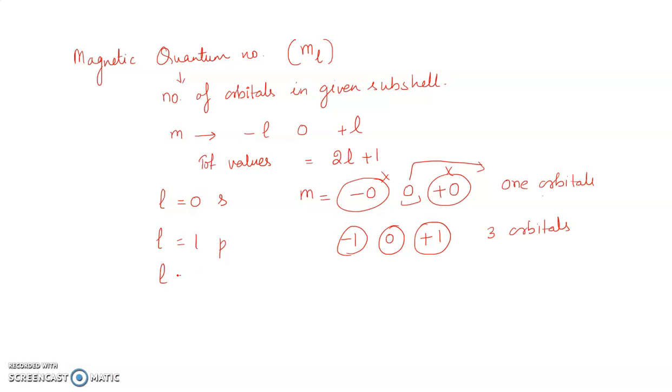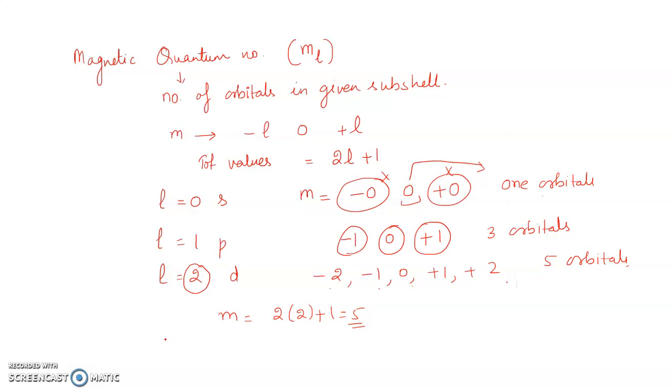Similarly, if L is 2, that is D subshell is there. For 2, it can have minus 2, minus 1, 0, plus 1, plus 2. That is total 5 orbitals are there. So now if we see that value of L is 2, then how many values of m? If we put in this formula 2L plus 1, that is 5. So 1, 2, 3, 4 and 5 values are there.